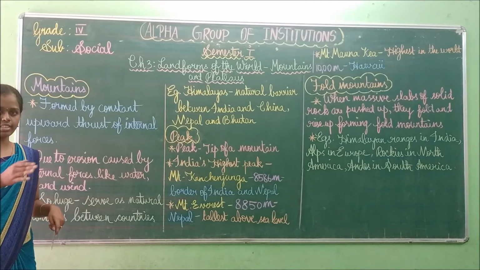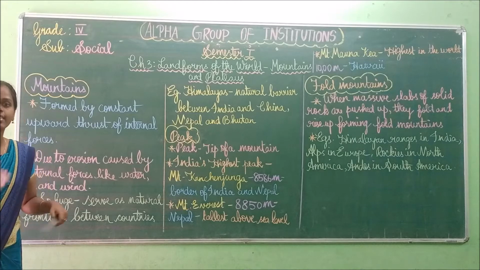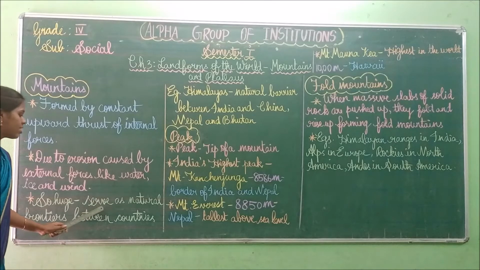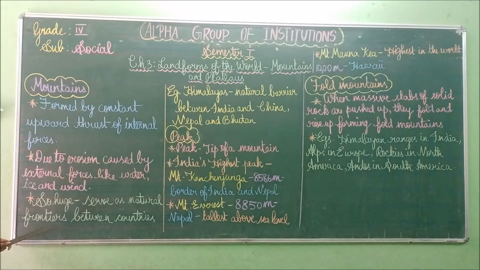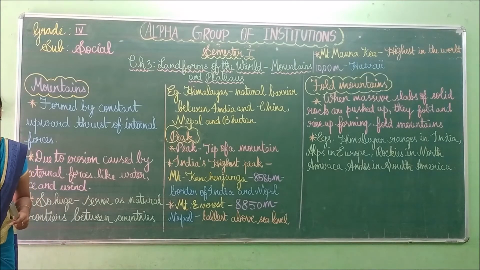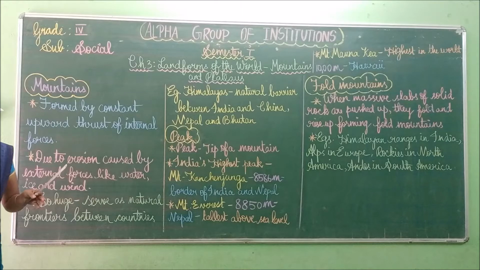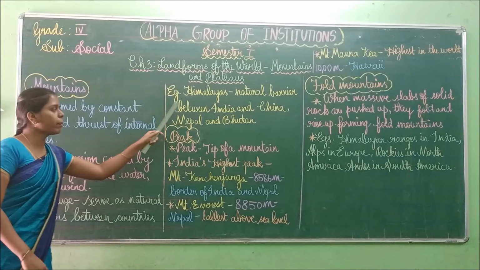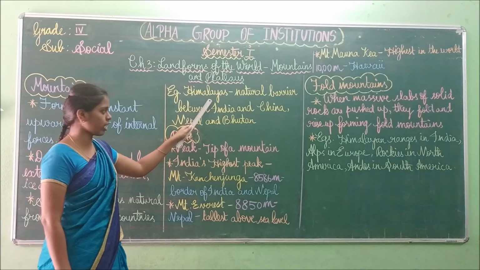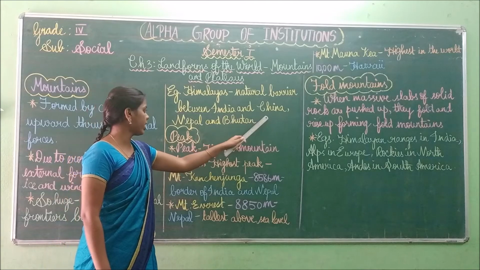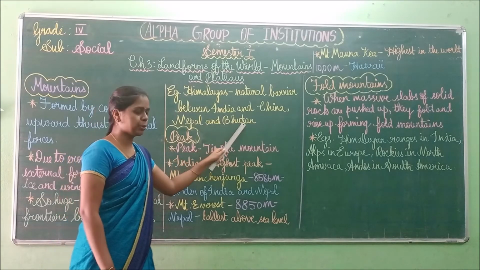So it separates, these mountains only separate each and every country. So these mountains are very large and they serve as natural frontiers between countries. Frontiers means it separates the countries. So between two countries there are many mountains. For example, Himalayas is a mountain. It is a natural barrier between India and China, Nepal and Bhutan.